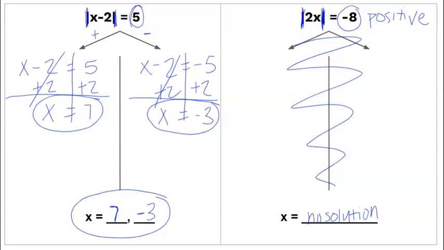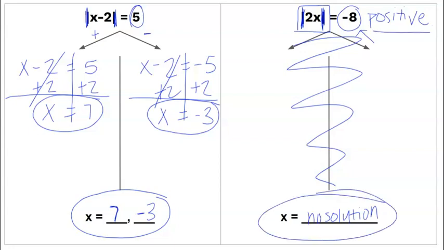So really the key is, if you only have the absolute value on one side of the equal sign, and then it's equal to a negative number instead of a positive number, then that's when you're going to get this no solution.